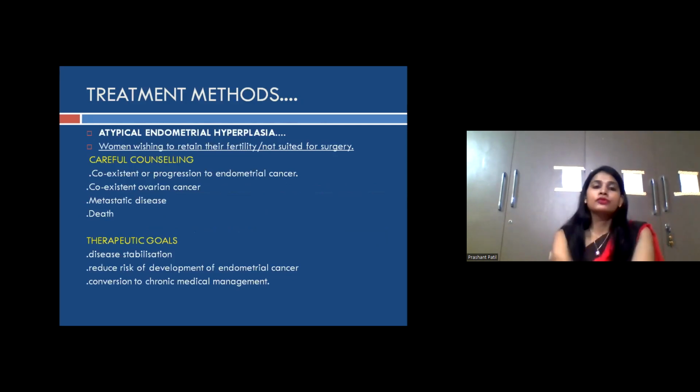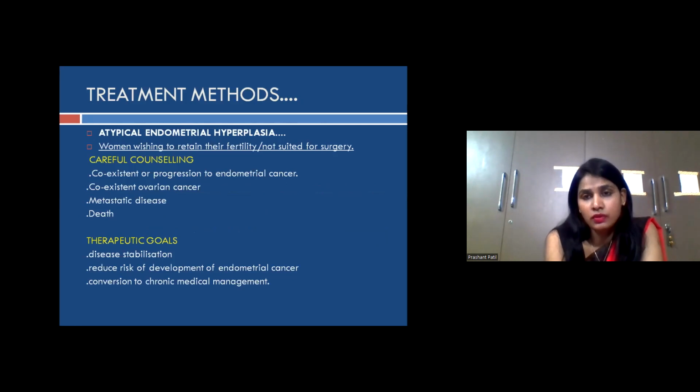Now coming to those patients who wish to retain their fertility, or who are not suited for surgery. Here the counseling plays a major role because we need to carefully counsel them. There is a coexistent risk of endometrial malignancy in these patients. There is a risk of progression to endometrial malignancy. There is a risk of coexisting ovarian cancer. There is a risk of metastasis and of course death. So these things have to be counseled to these patients.